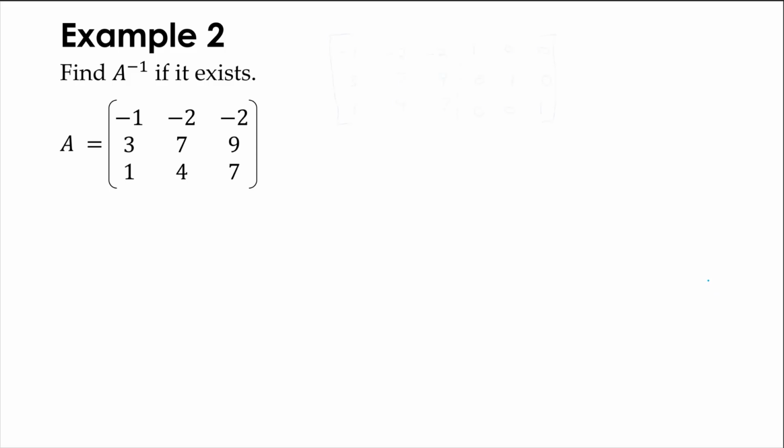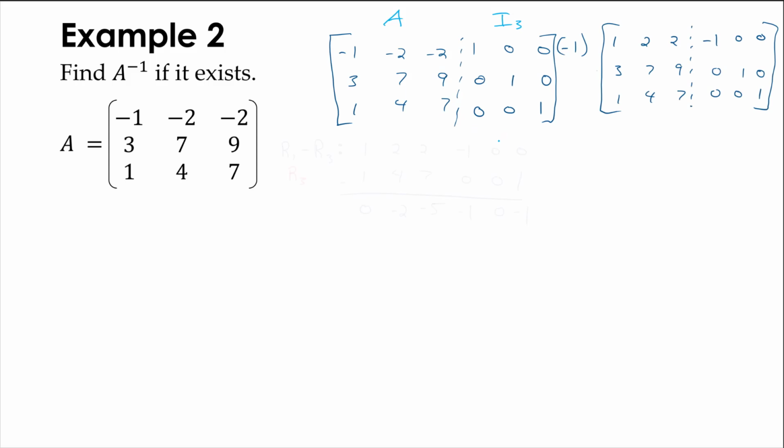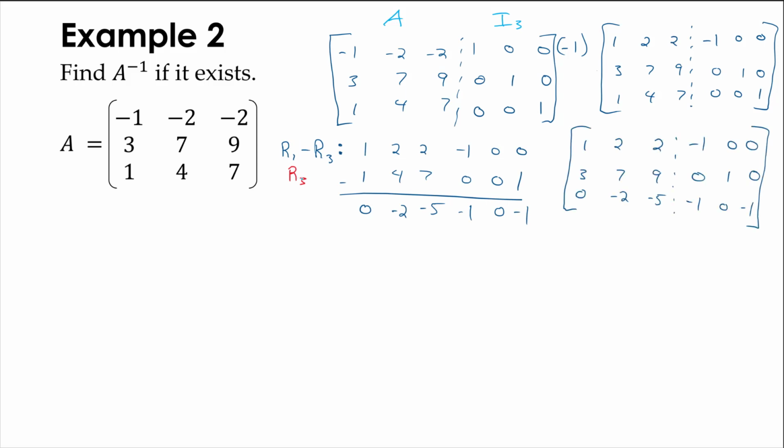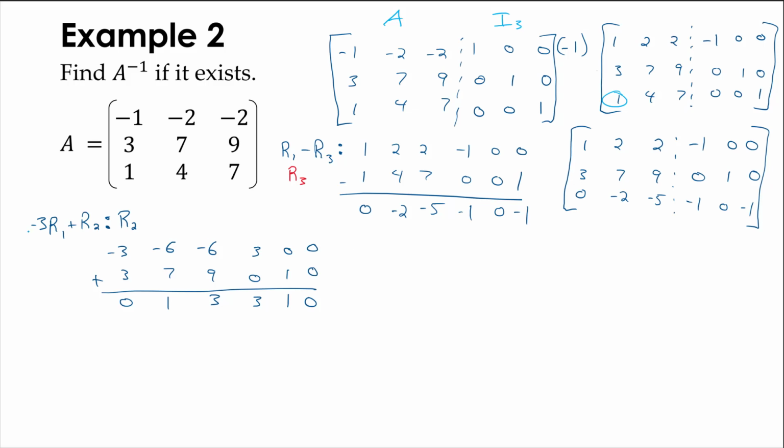Okay, so first thing I'm going to do, I'm going to write this out in an augmented matrix. Again, I've got A here on the left-hand side, and I've got the identity matrix of a 3 by 3 on the right-hand side. So first thing I'm going to do, since I want this to be a 1, I'm going to go ahead and multiply this by -1. And then I'm going to say row 1 minus row 3, that's going to be my new row 3. All right, so that takes care of this 1 right here, makes that a 0. Then I'm going to say -3 times row 1 plus row 2, that's going to be the new row 2. And that takes care of this 3 right here, making that a 0.